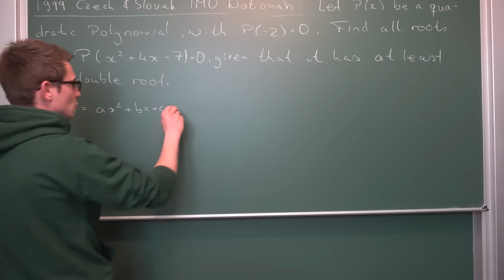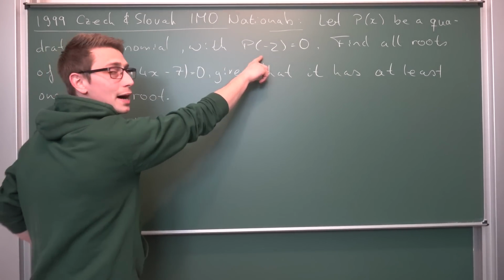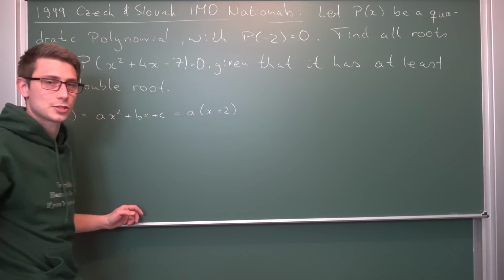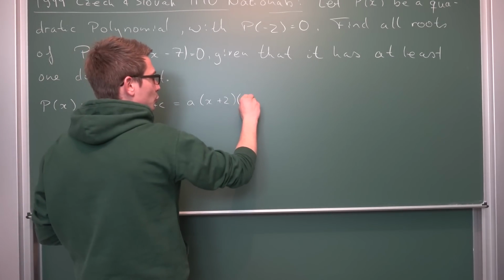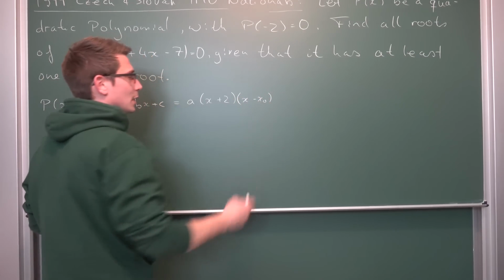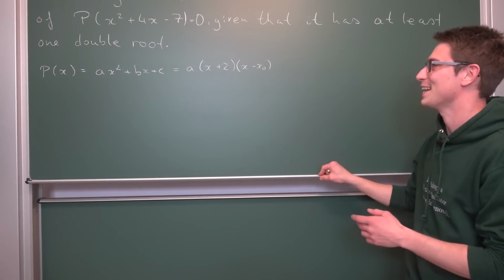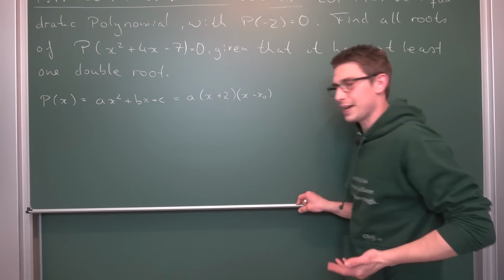Meaning p of x is also of the form a times x minus the first root, so plus 2 in this case, x minus (-2), times x minus the other root that we don't know anything about. And this is the part where I stumbled a tiny little bit later in the game. Okay, this right here is what our p of x looks like.